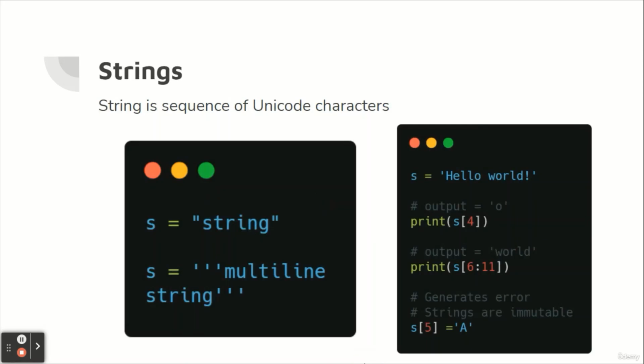A string is a sequence of Unicode characters. We can use single quotes or double quotes to represent strings. Multi-line strings can be denoted using triple quotes. Just like lists and tuples, the slicing operator can be used with strings. However, strings are immutable.